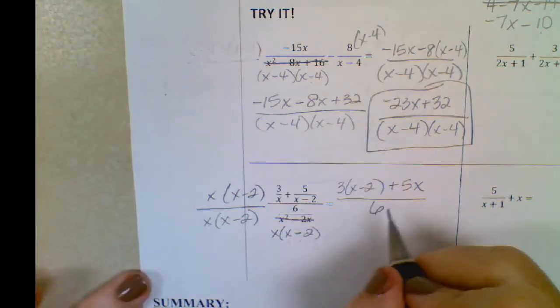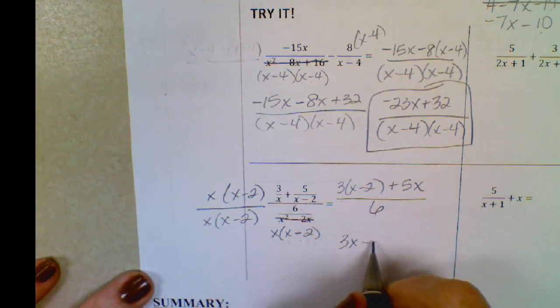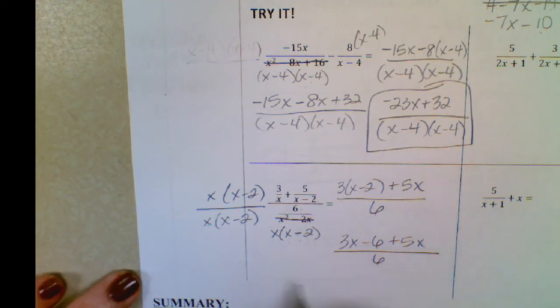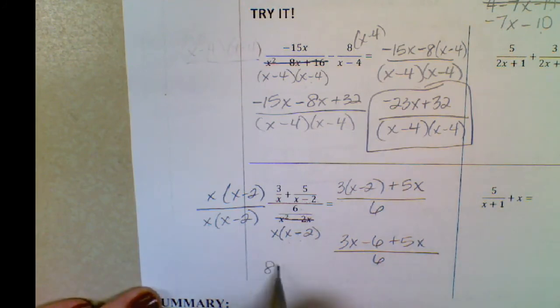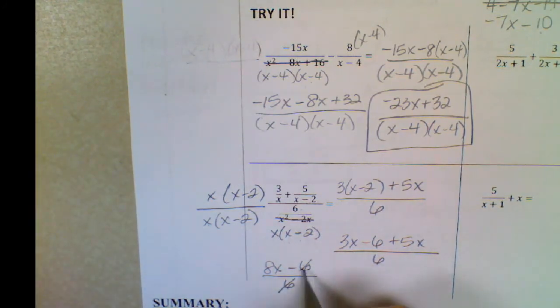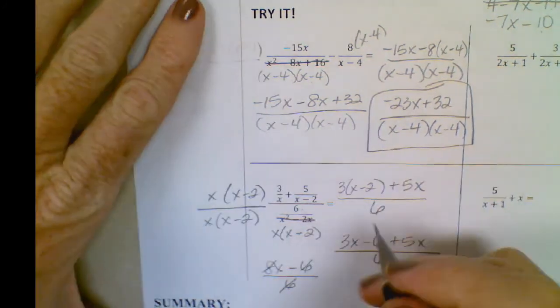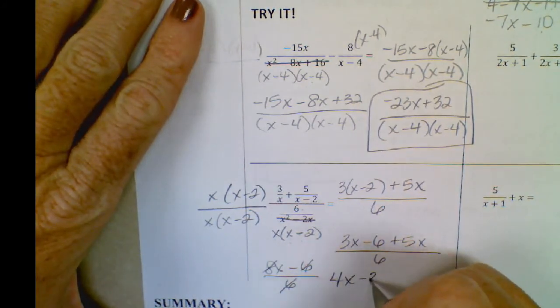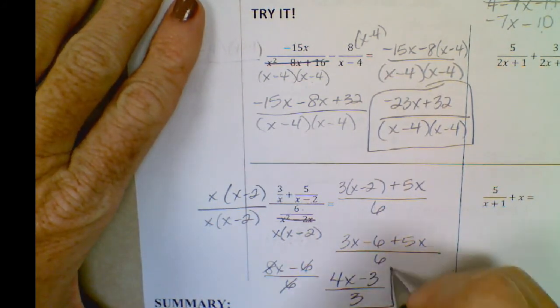So now let's clean this up a little bit. I get 3x minus 6 plus 5x over 6, which gives me 8x minus 6 over 6. Here's a perfect example. I've got a number in every term that has a common factor of 2. So I can take a 2 out of each of those, and I would get 4x minus 3 over 3.